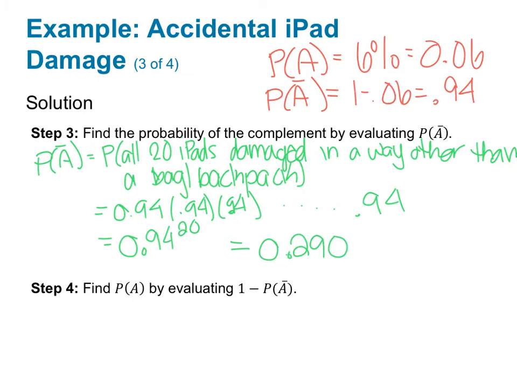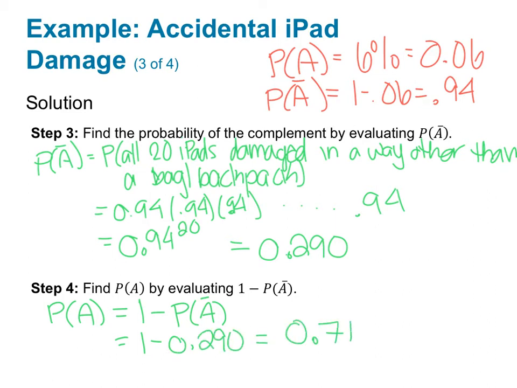Okay, so again, this is saying all 20 iPads damaged in a way other than a bag or a backpack. So to find how many are damaged by a backpack, we will do our complement rule. So 1 minus the probability of the complement of A. So 1 minus 0.290, and that would give me 0.710.